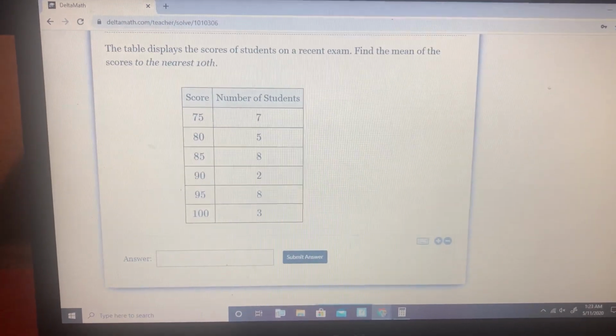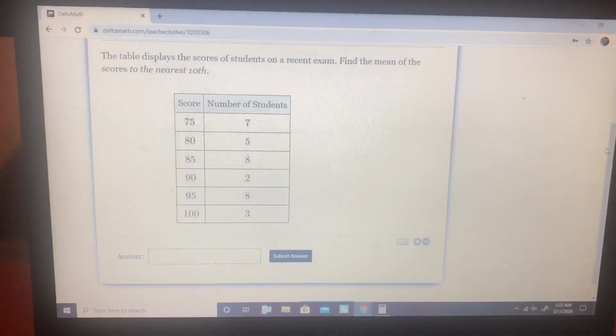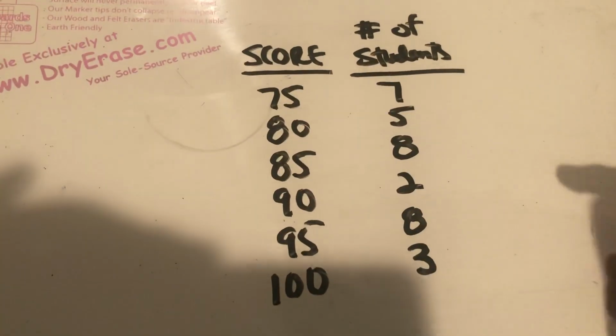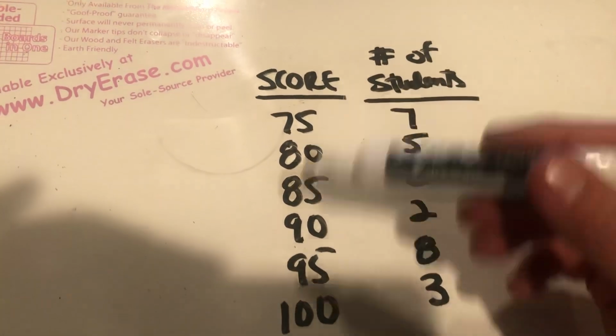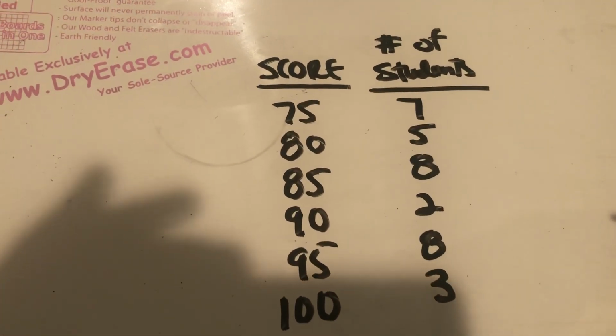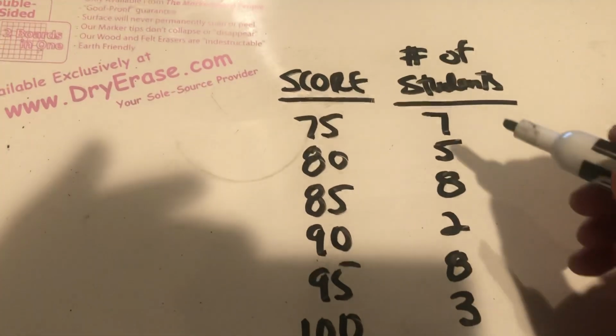It says the table displays the scores of students on a recent exam and asks us to find the mean rounded to the nearest tenth. I've recopied them down here. Again, we have to find the total number of points earned by the entire class divided by however many students there are in the entire class. Let's take a look at how we're going to do this.